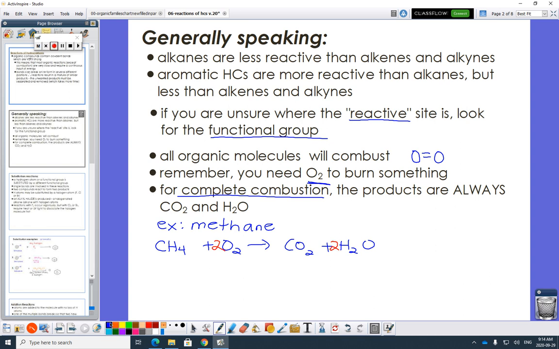But combustion you've seen before. Yes? Without the red 2s? Yes.